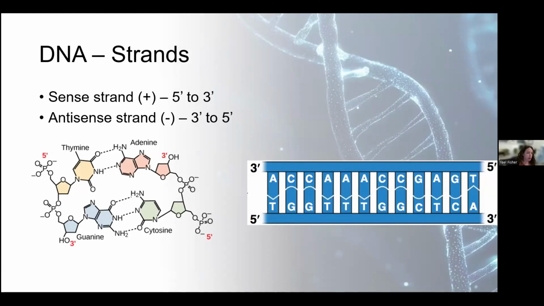The strands are organized opposing each other, and there are two strands. One is the 5' to 3' strand, or the sense strand. It starts from the phosphate group on the 5' of the sugar and ends with the hydroxyl group on the 3'. And the other one is the 3' to 5' strand, or the antisense strand, that starts from the hydroxyl group and ends with the phosphate.